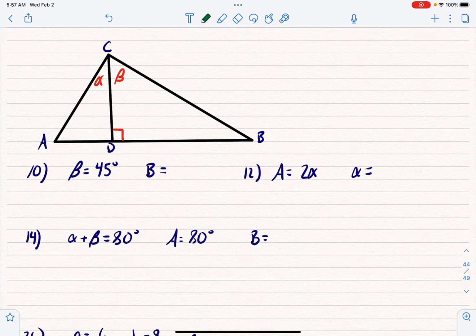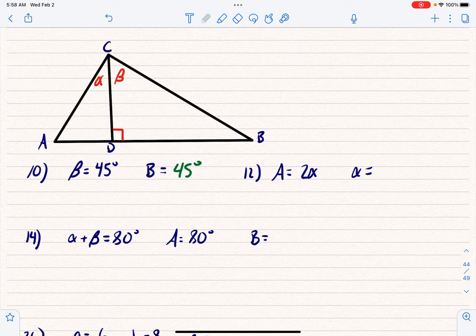Okay, it says, what if beta is 45 degrees? What would B be? Well, if that's 45 degrees and then we got a 90 right here, that would only leave 45 degrees for B. So that would make it a 45, 45, 90. Pretty simple. Okay, let me get rid of that.